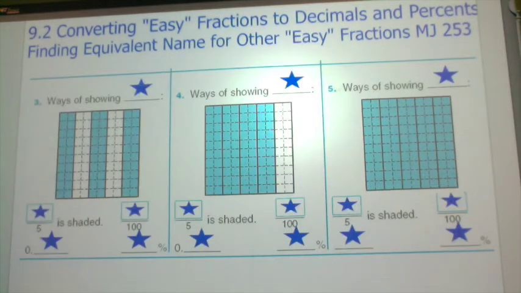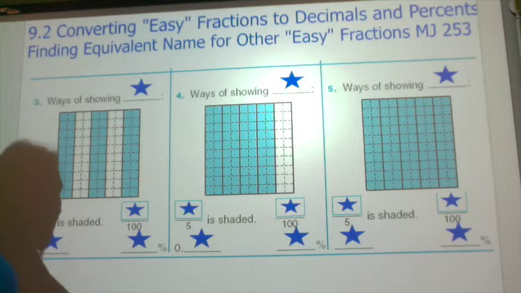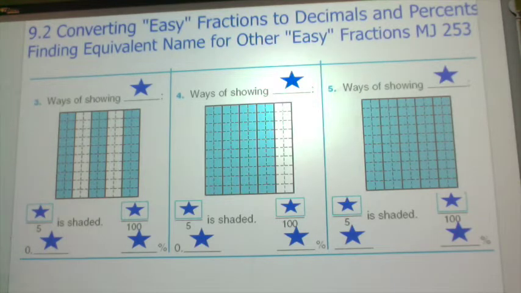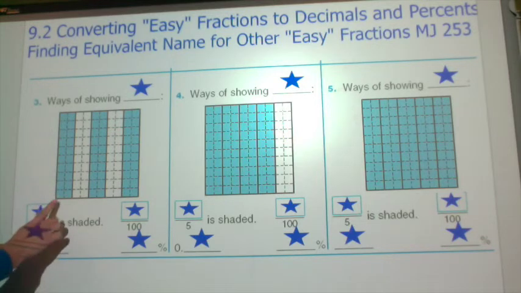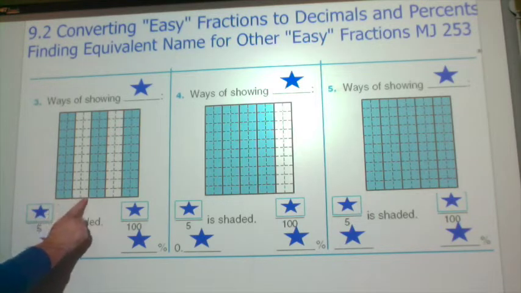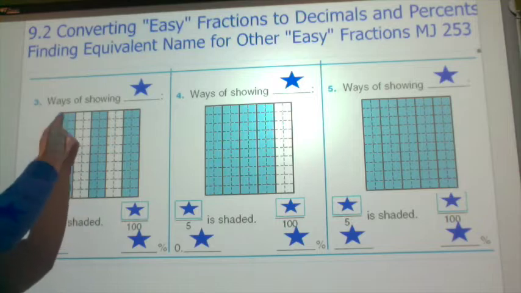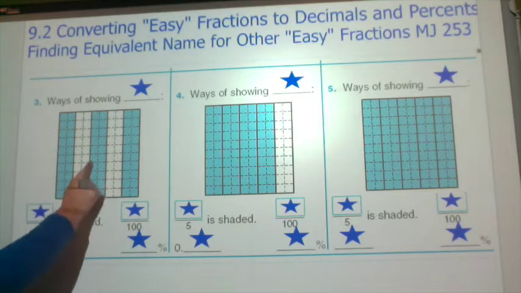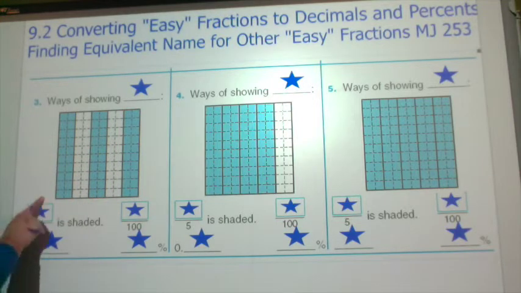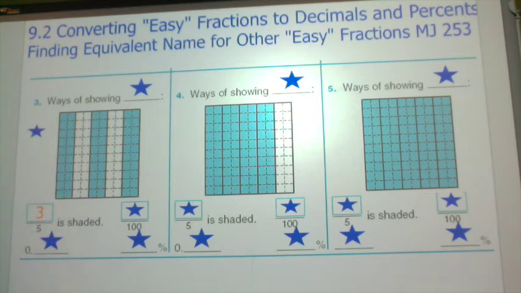Number 3, ways of showing this again. How many parts are shaded? Again, let's use our imagination. So we have 1 part, 2 parts, 3 parts, 4 parts, 5 parts. So I see that 3 parts are shaded. This whole part, this whole part, and this whole part. So that means I have 3 parts shaded, 3 out of 5.